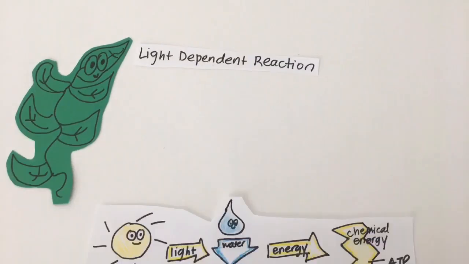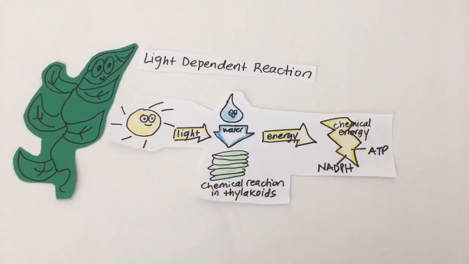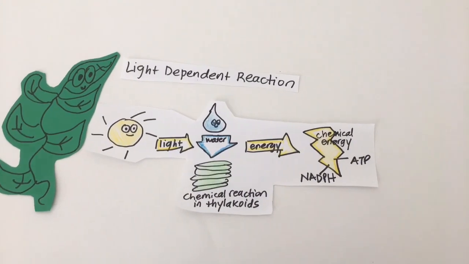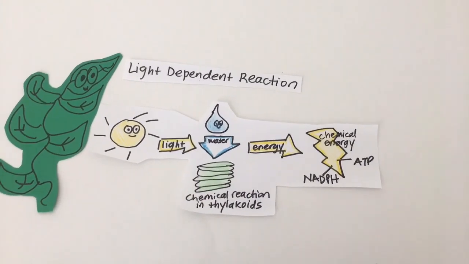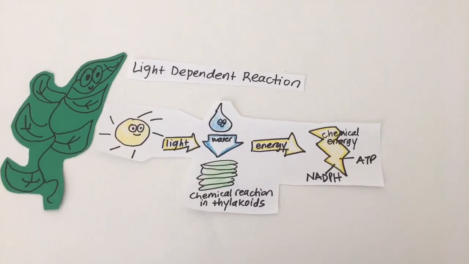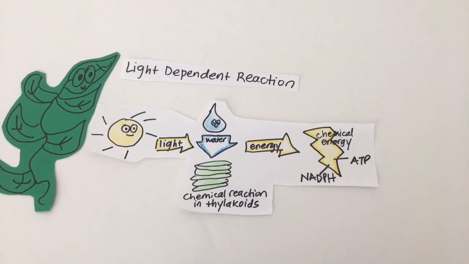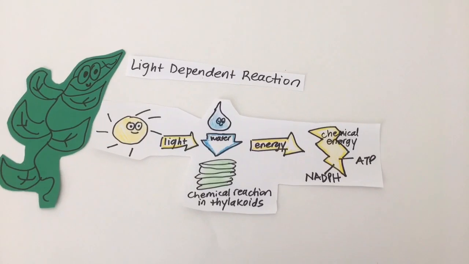When the light hits me, a chemical reaction happens in my thylakoids. First, light is converted into chemical energy, better known as ATP and NADPH, and then water is split into electrons, protons, and oxygen. Therefore, oxygen is a product, and the combination of light and water produce this oxygen. So now you can take a deep breath.